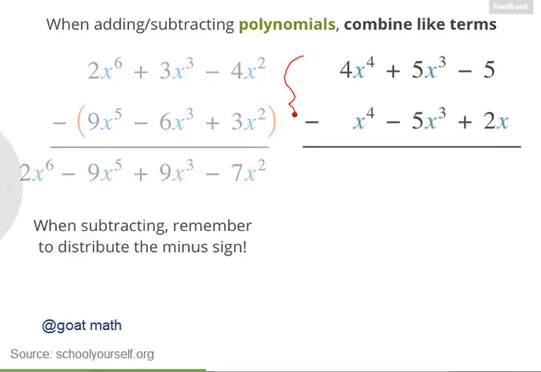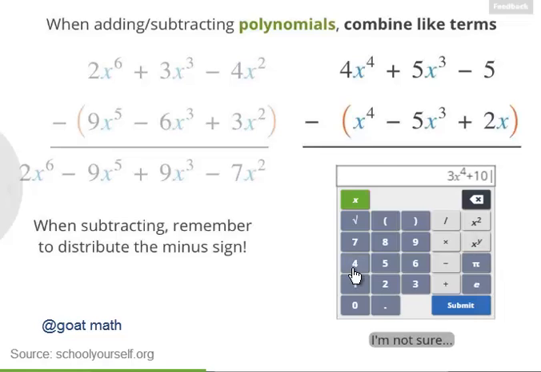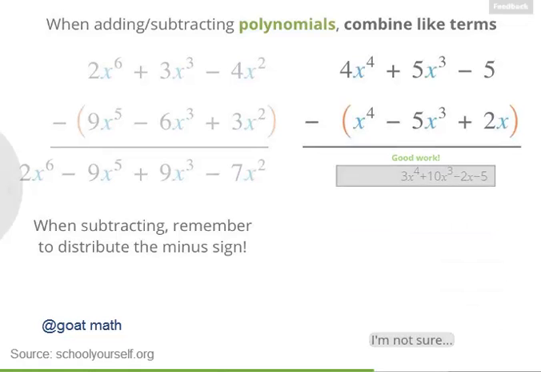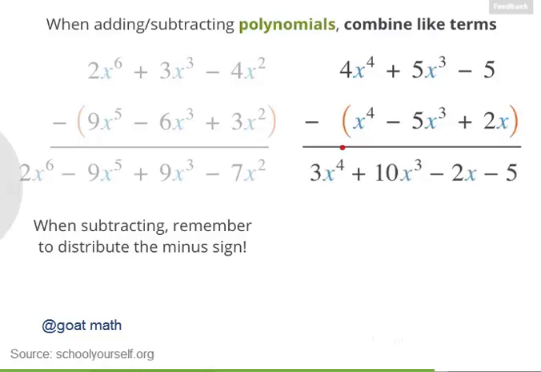Next, try subtracting these polynomials. And to be clear, you're subtracting this entire polynomial from the one above it. Excellent work! So this difference is 3x to the 4th plus 10x cubed minus 2x minus 5. So now that you've practiced adding and subtracting polynomials, get ready to multiply them in a later lesson.